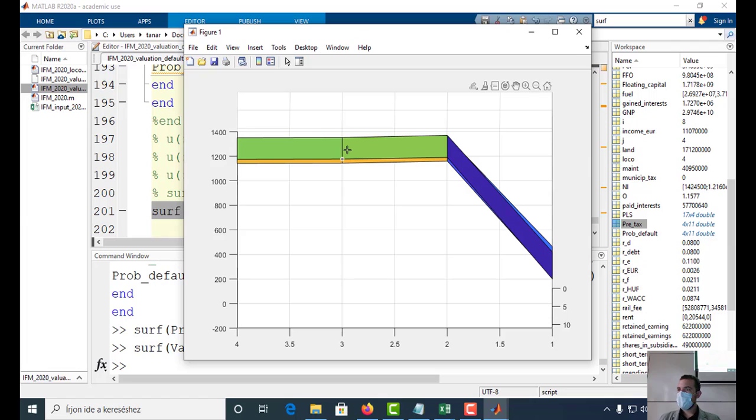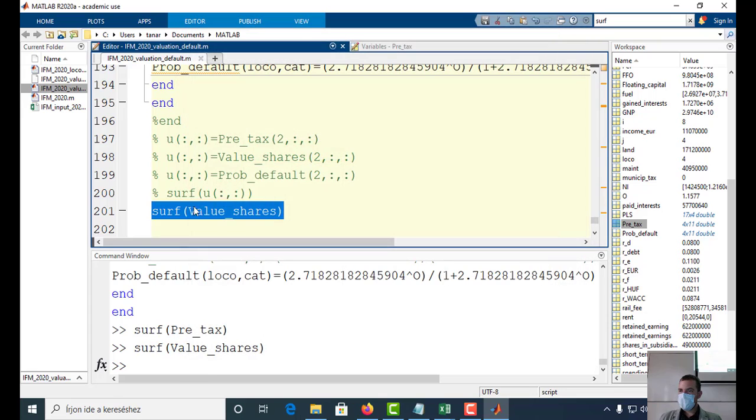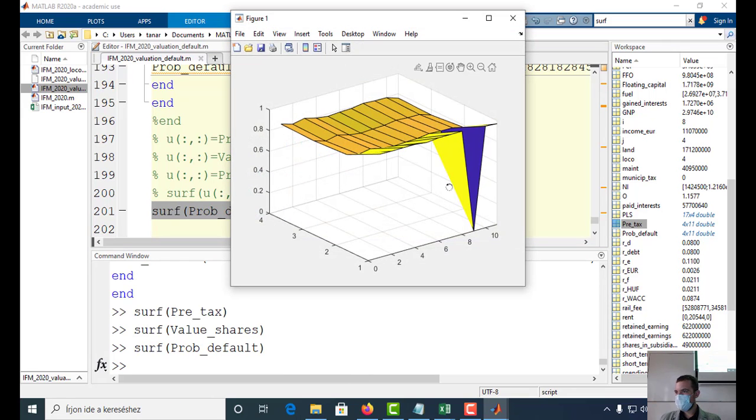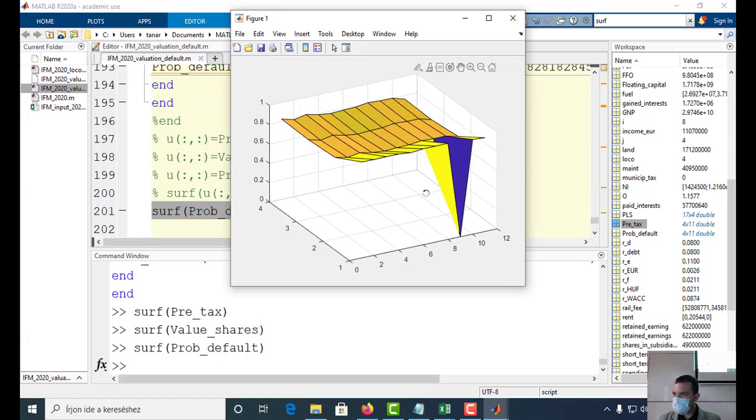Now it's actually all the other scenarios we can see that it can move 3 or 200 and something forints can be the increase due to the depreciation, but that's all. But the probability of default, it can be, oh my, what is this?